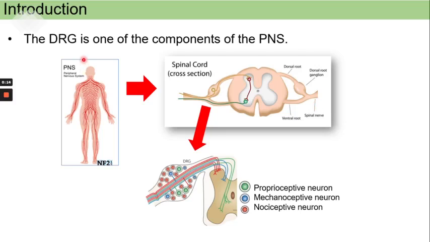So, the dorsal root ganglia is one of the components of the peripheral nervous system, and anatomically it is located bilaterally to the spinal cord, as you can see here in this image. And in the interior of this structure, the cell bodies of the sensitive neurons are located.